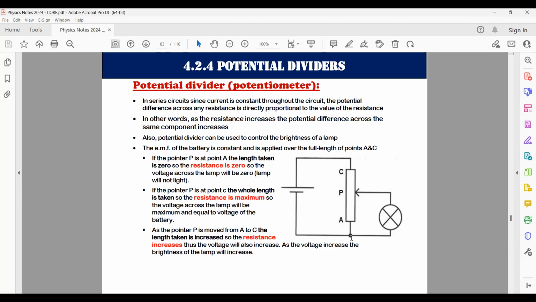In other words, look at this connection that goes to the lamp, it starts from zero. So at A it is 0 volt. At C it is maximum voltage, exactly like the battery. And between A and C the voltage increases from 0 to maximum, or from C to A, from maximum to 0. That's all we need to know about potential dividers.